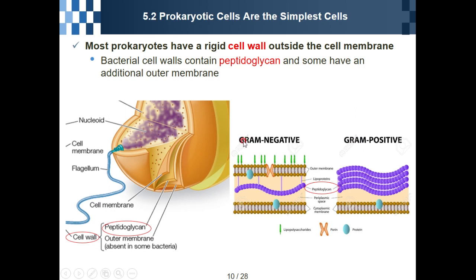After that, some gram-negative bacteria have an additional outer membrane, like this. Some means that gram-negative bacteria have an additional outer layer. So this layer is very strong. It's not flexible.